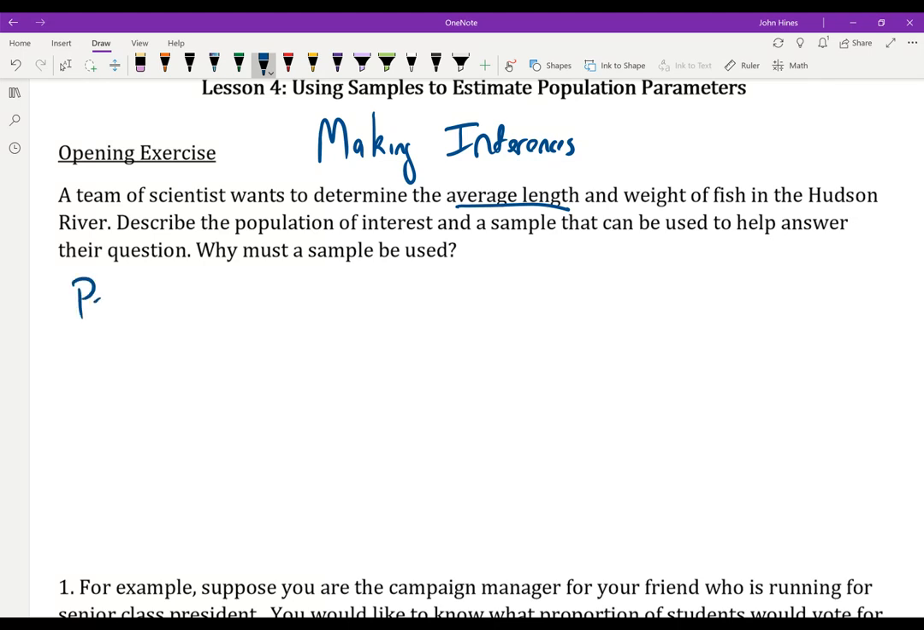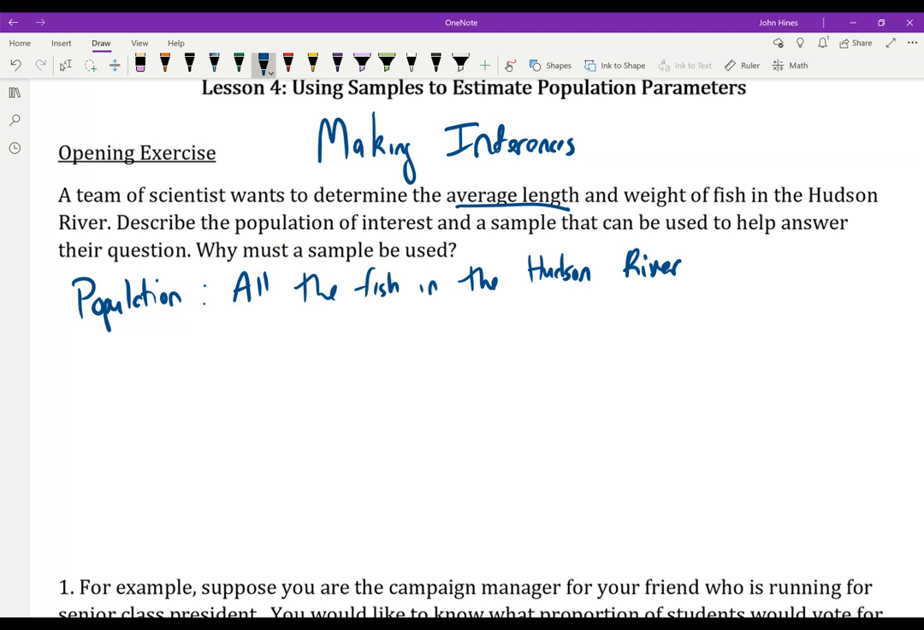So the population, what do I want to study? I want to know the average. The population is all the fish in the Hudson River. That's the population I'm looking at. I want to know the average length and weight of the fish in the Hudson River. So I need to find every fish in the Hudson River and measure them and find their weight. Every single one. I need to do a census if I want to know about the population. I need that idea of every single one to find the true average length and weight.